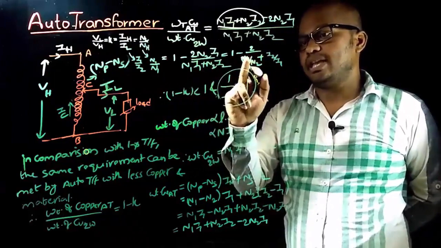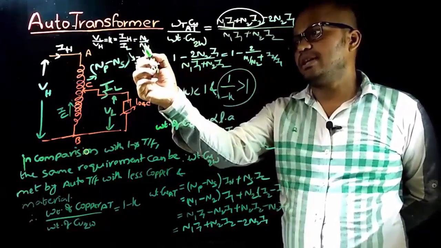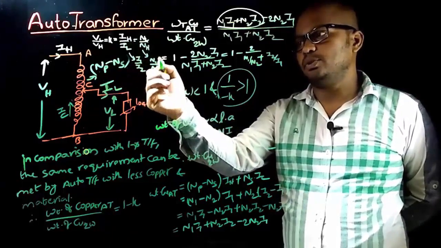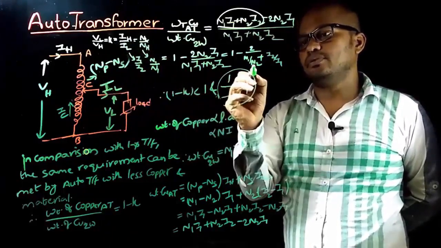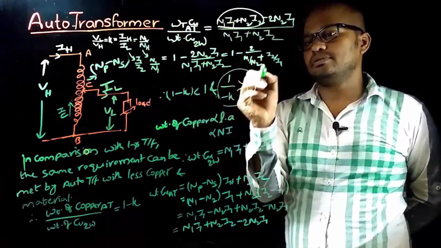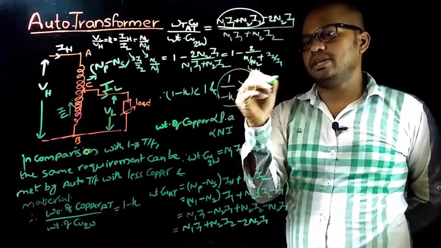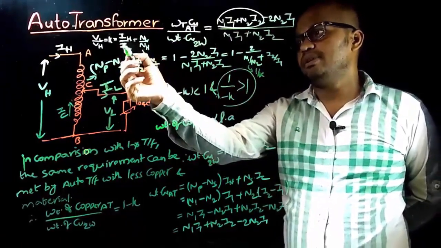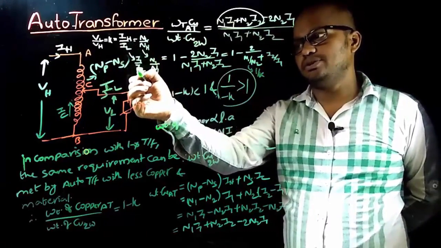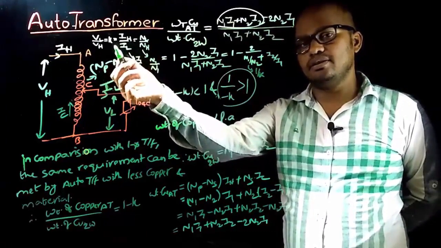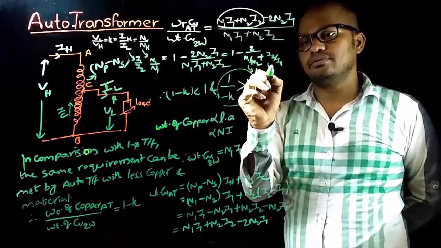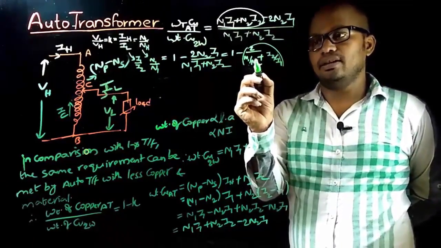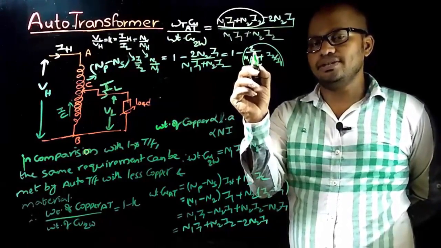And in this case, N1 by N2, that is NL by NH, we defined as K, which is equal to N2 by N1. So N2 by N1 is K here. Therefore, N1 by N2 represents 1 by K. Similarly, I2 by I1 means here IH by IL, which is I1 by I2. So I1 by I2 is K, which means I2 by I1 is 1 by K, and 1 by K plus 1 by K is 2 by K, and 2 by K is K.